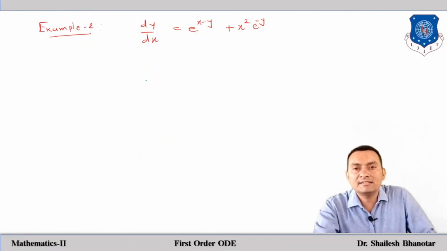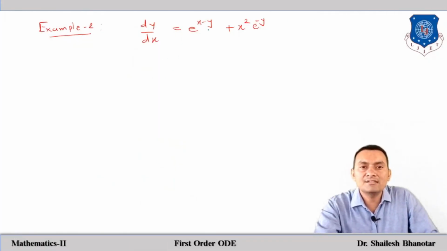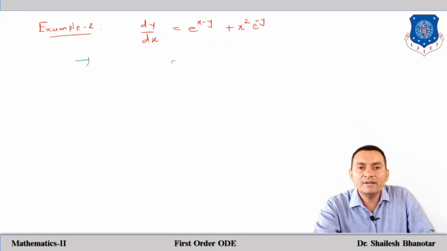Now we have another question: dy/dx = e^(x−y) + x² e^(−y). Let us solve this question. First let us understand whether it is separable or not. Here e^(x−y) can be written as e^x into e^(−y), plus x² e^(−y). Now you can take e^(−y) common, so you will have (e^x + x²) e^(−y) as dy/dx.